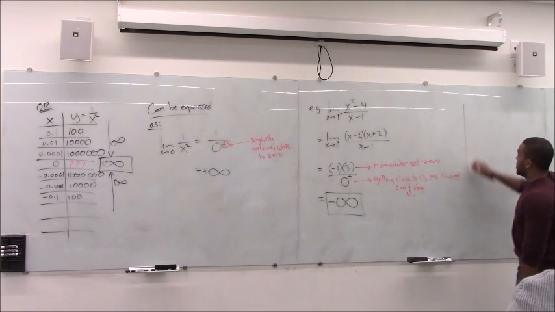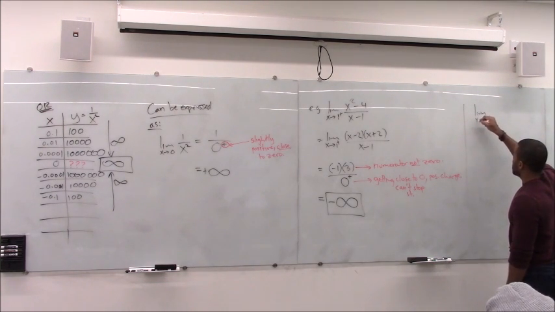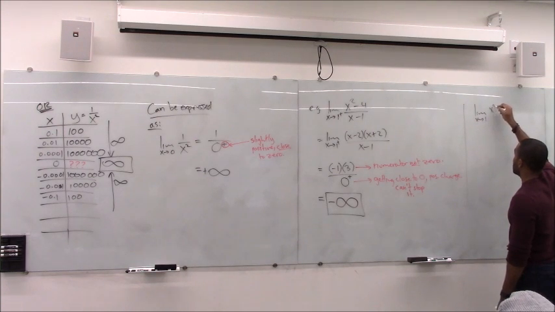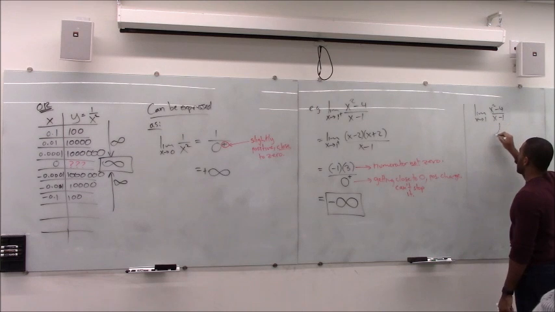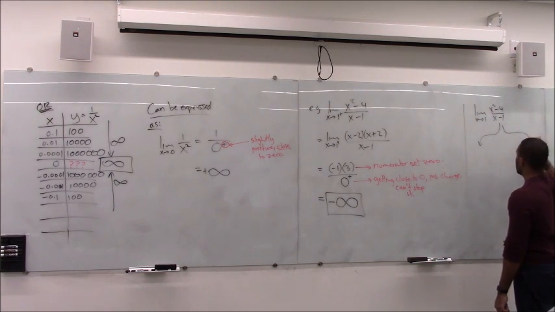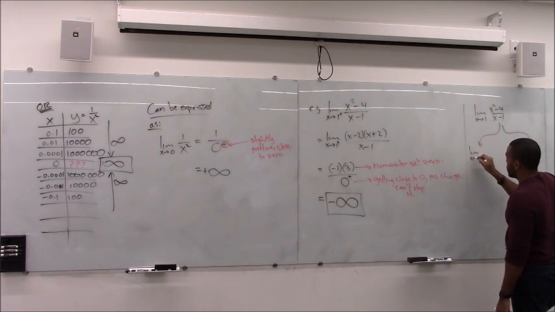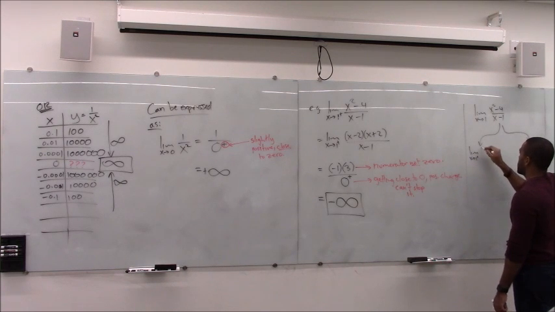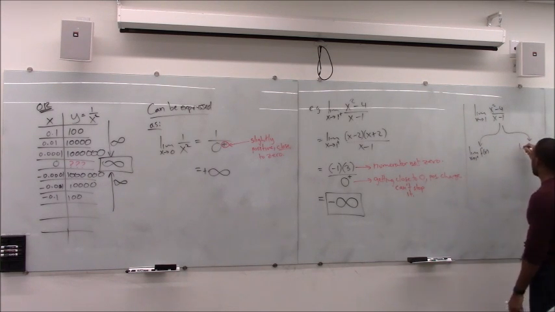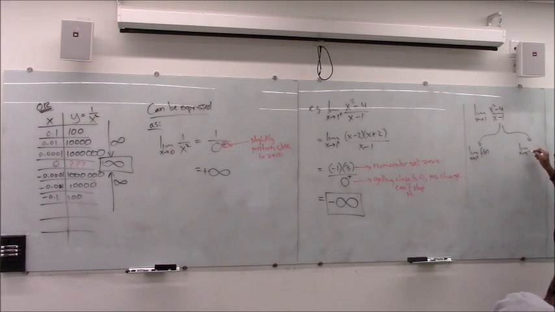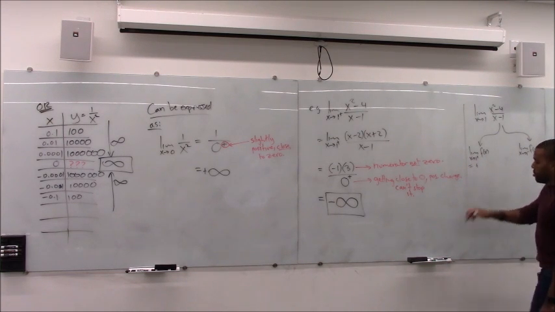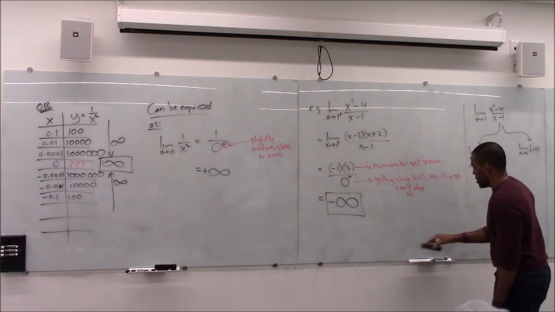Now, of course, if you had the limit as x approaches 1 of this function, you'll notice that if you look at things separately, the limit as you approach 1 from the right versus the limit as you approach 1 from the left, this one is going to give you negative infinity, as we discovered.